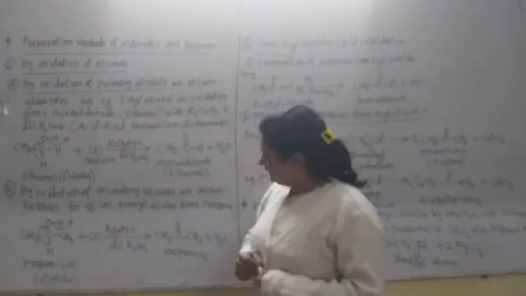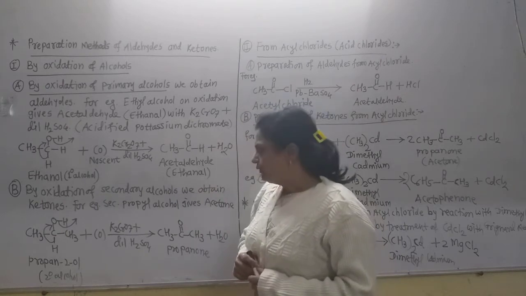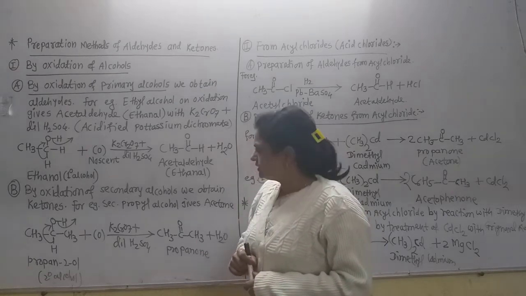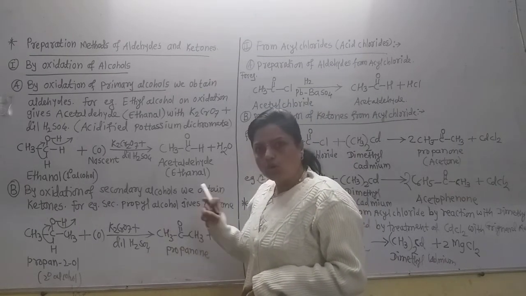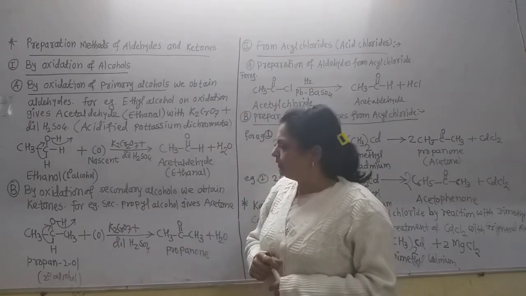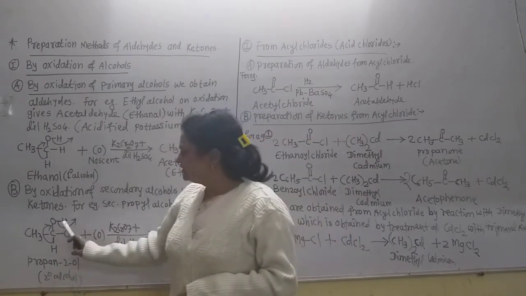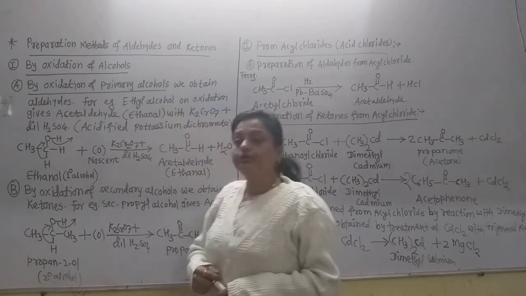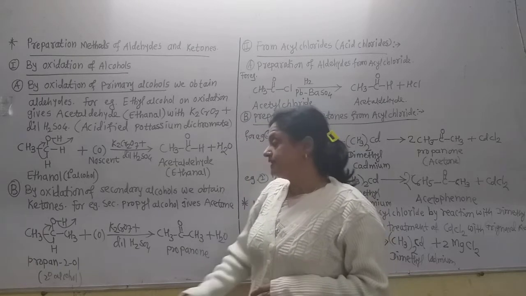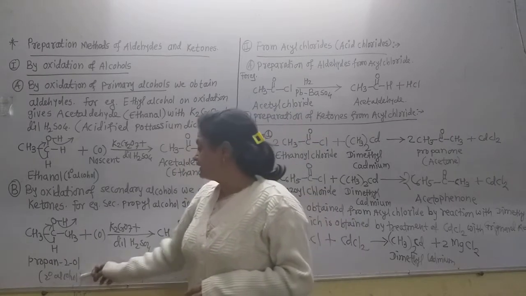Now, similarly, the secondary alcohols give the ketone. Here the secondary alcohol used is secondary propyl alcohol. This secondary propyl alcohol is also called isopropyl alcohol. Now see the formula CH3 CH CH3, and this OH is on the second carbon containing only one hydrogen. Therefore it is a secondary alcohol. The IUPAC name of this alcohol is propan-2-ol. Three carbon atoms, propan-2-ol. It is a secondary alcohol.